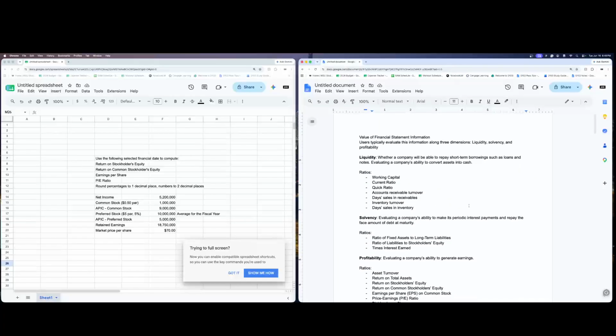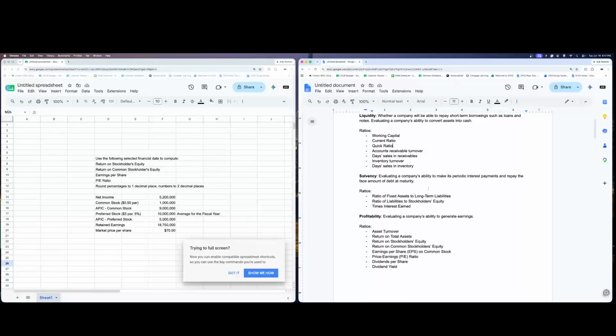There are several ratios for liquidity: the working capital ratio, current ratio, quick ratio, accounts receivable turnover, days' sales in receivables, inventory turnover, and days' sales in inventory. Some of these we aren't going to go over, and I'm going to have to look up whether they're on the exam. But it's also good to know that they're there.